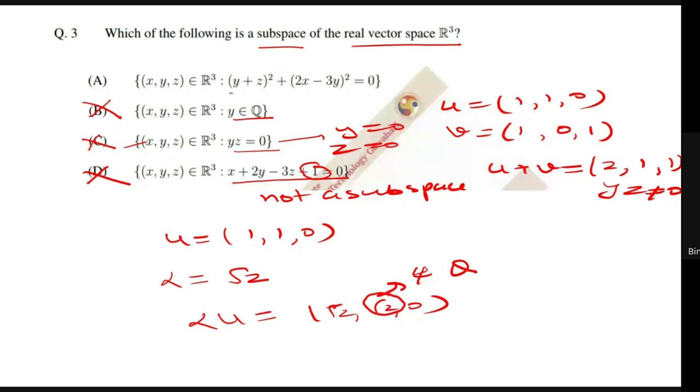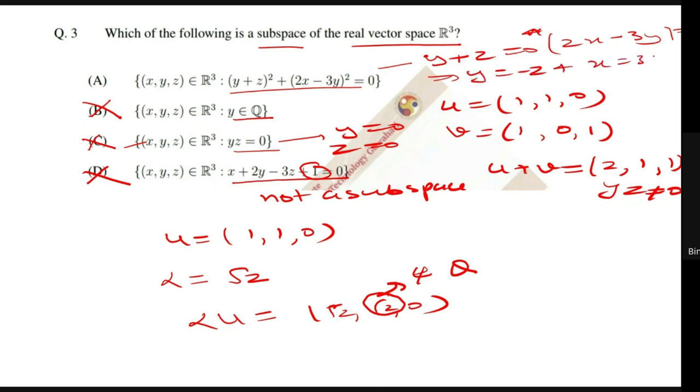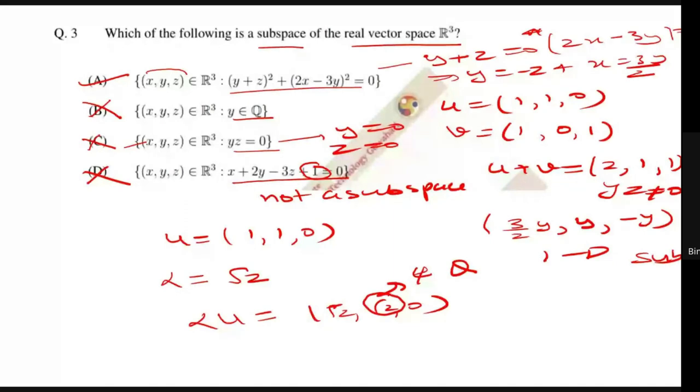Okay. Now there is option A, which says (y plus z) squared plus (2x minus 3y) squared equals 0. So here, when there is a square, it means y plus z equals 0 and 2x minus 3y is also 0. Here we get y equals minus z and x equals 3y by 2. Okay. So what type of tuple can we get from here? x is 3 by 2 y, y is y, and z equals minus y. So this is a one-dimensional subspace. So which of the following is a subspace? A will be the right answer. Clear?